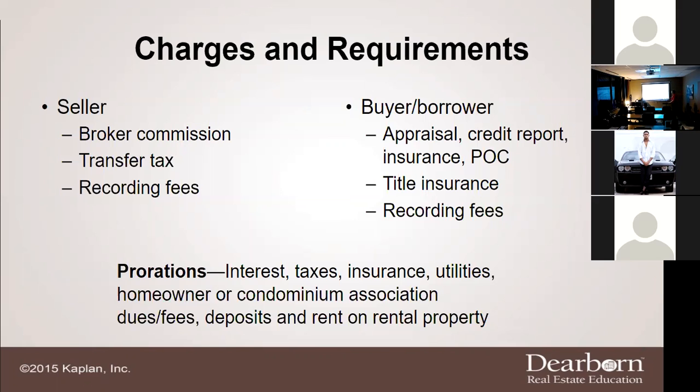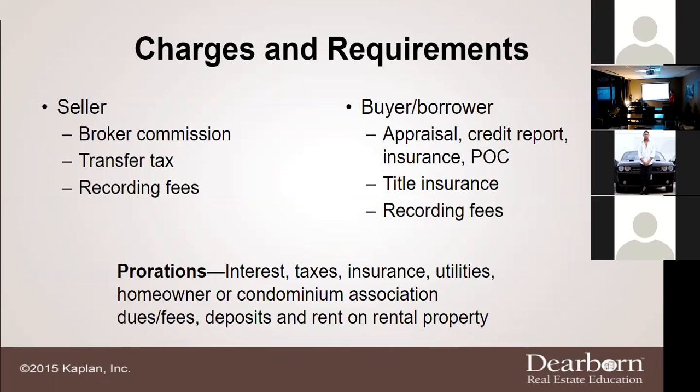So your sellers, of course, are going to be charged the broker commission. But when it comes to 6%, that's a lot of money to them. They don't want to pay 6%. They also have to pay the transfer tax. That's where you change that deed over. They have to pay the recording fees, whatever recording fees there are with the county, and those aren't cheap.